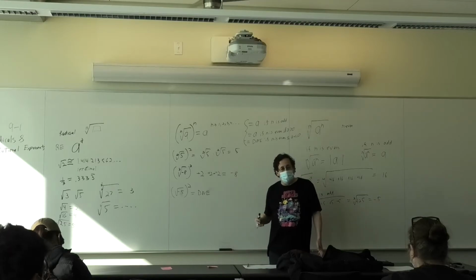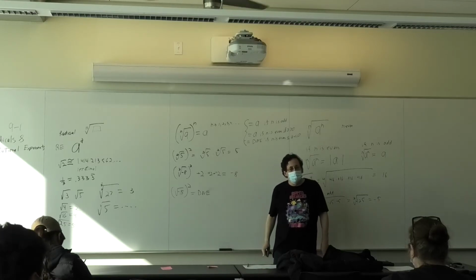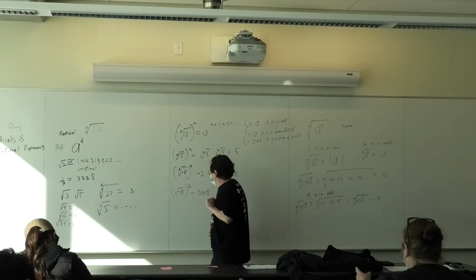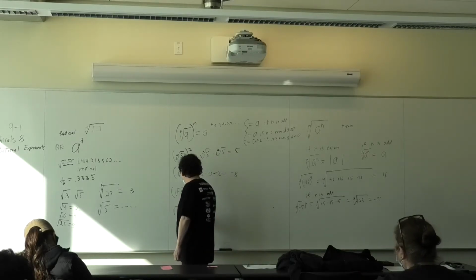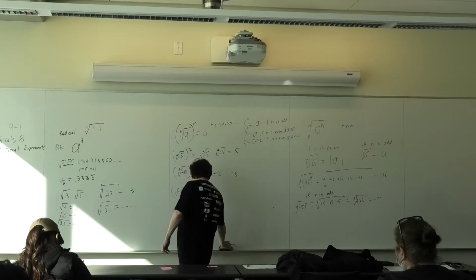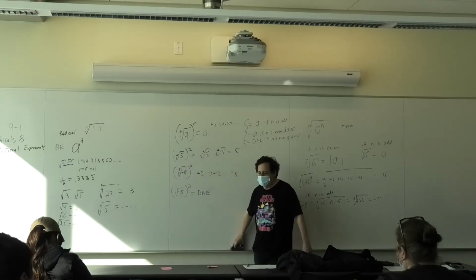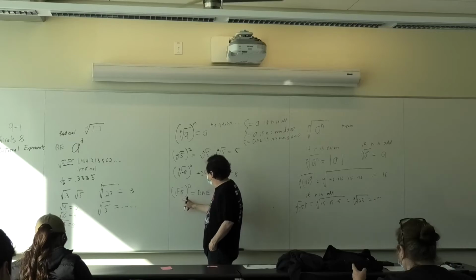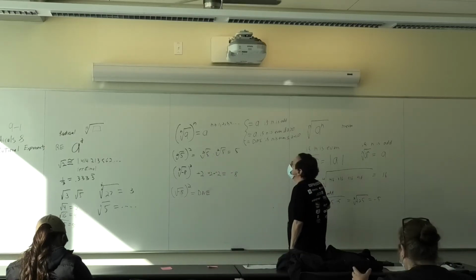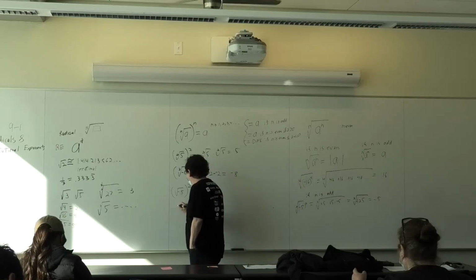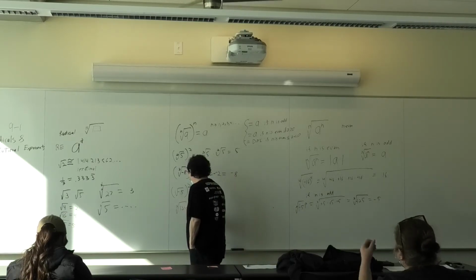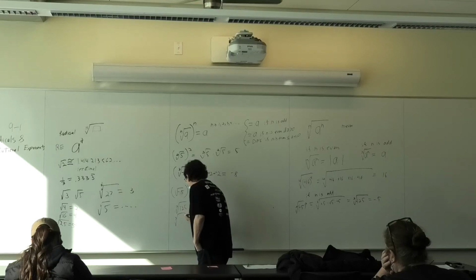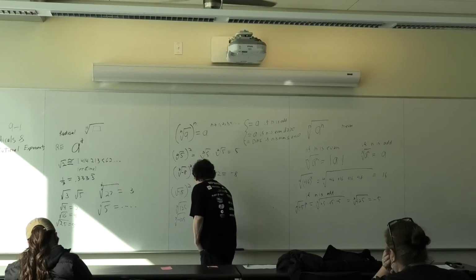Oh, and if it's a cube, you don't have this problem. Well, if it was the cube root of 125, the answer would be 5. Maybe this will help. Cube root of 125 is 5. Cube root of negative 125 is negative 5.